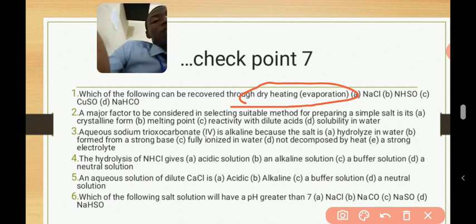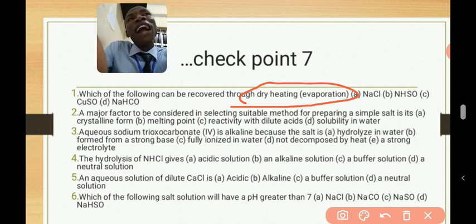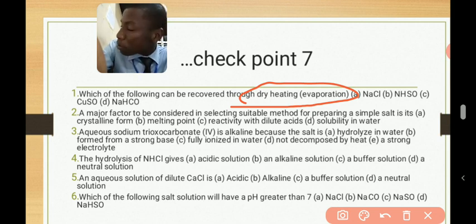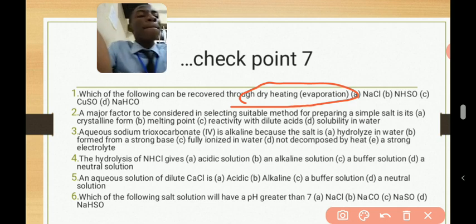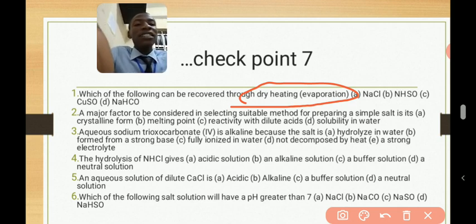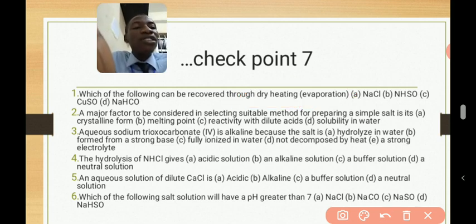So if you check my last video very well, I told you that salts that do not decompose when you heat them are chloride salts. So they have a high melting point, like sodium chloride. If you evaporate them to dryness, they will never decompose. So you obtain chloride salt by dry heating. The rest, what you do to them is crystallization. You crystallize them out of the solution. So that is that about that.